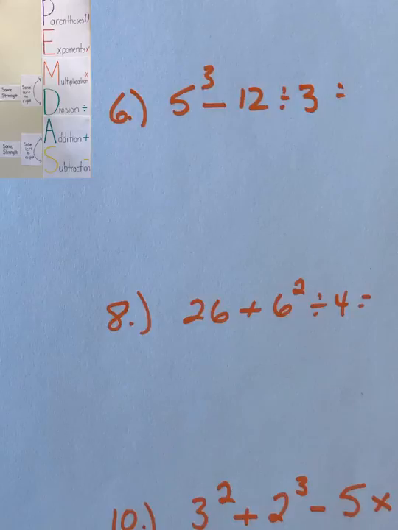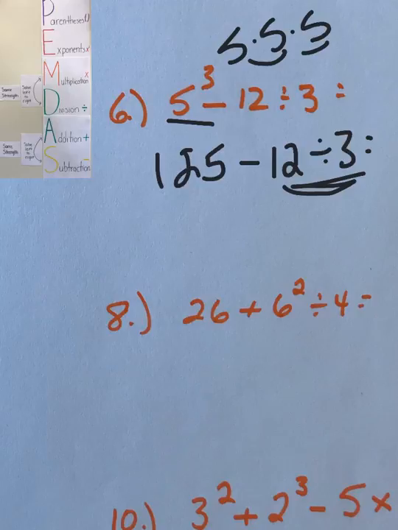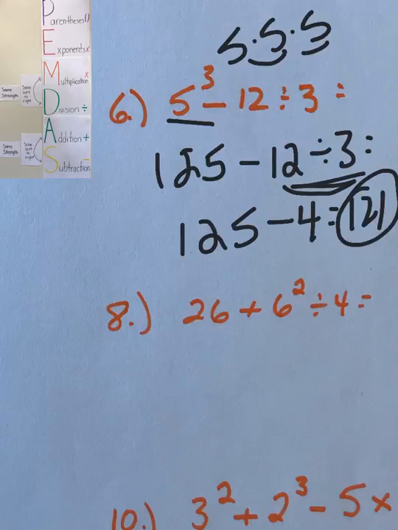For number 6, we go through no parentheses. There is an exponent, so we need to work that out. 5 to the third power means 5 times 5 times 5. This is 25. 25 times 5 is 125. And I rewrite 125 minus 12 divided by 3 equals. Next step, looking, no more exponents, so I do multiplication and division from left to right. I see it here, so I need to work that one out. 12 divided by 3 is 4. So 125 minus 4 gives me 121, and that's the answer.